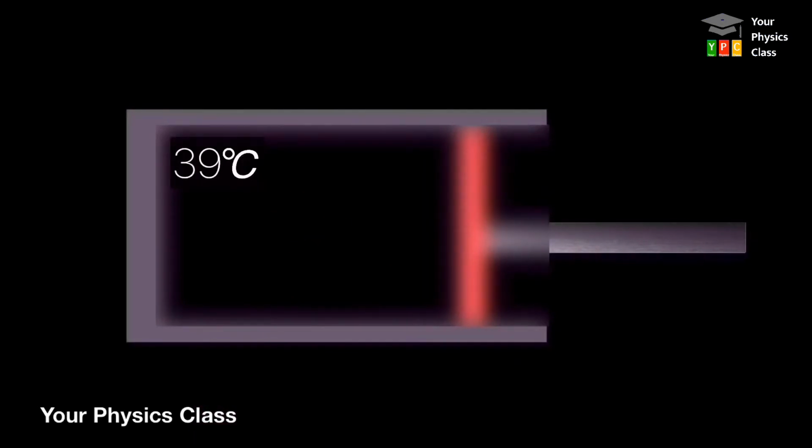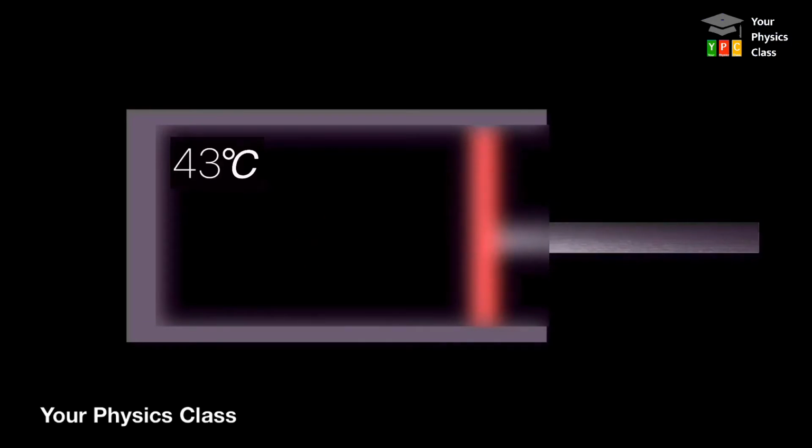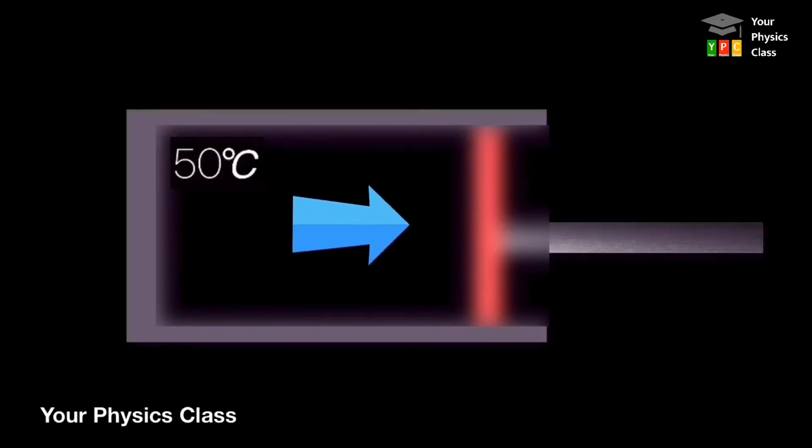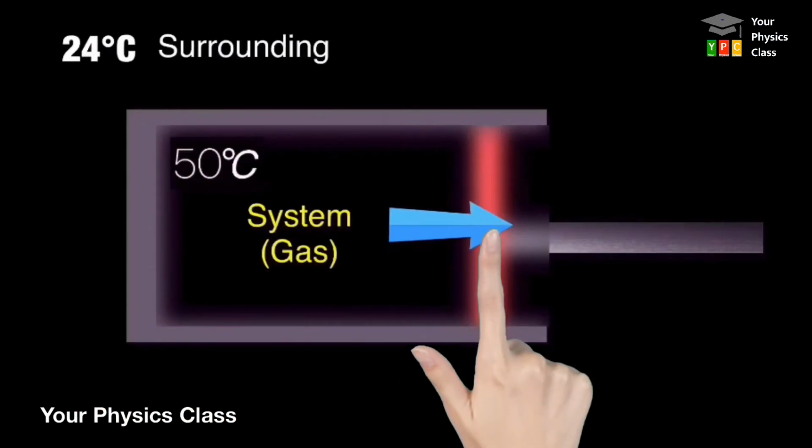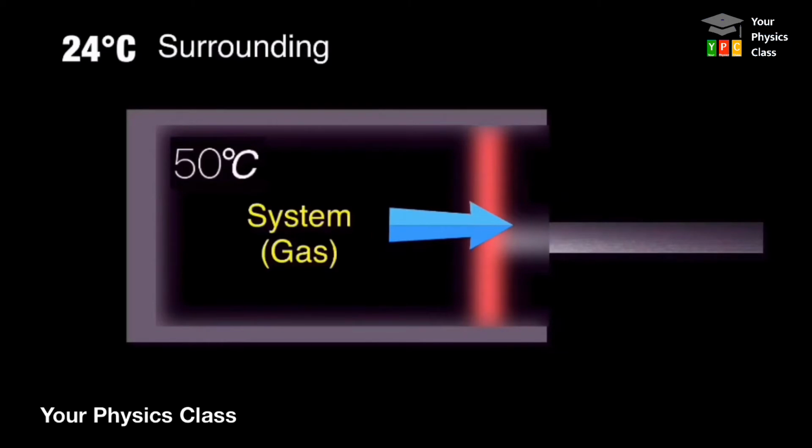The gas expands on heating and pushes the piston outwards. Friends, all walls of the cylinder are rigid except this piston, which is free to move. And as it is free to move, on expansion of the gas, it moves outward. The piston moves due to the force exerted by the gas. Thus, the gas does some work on the piston.